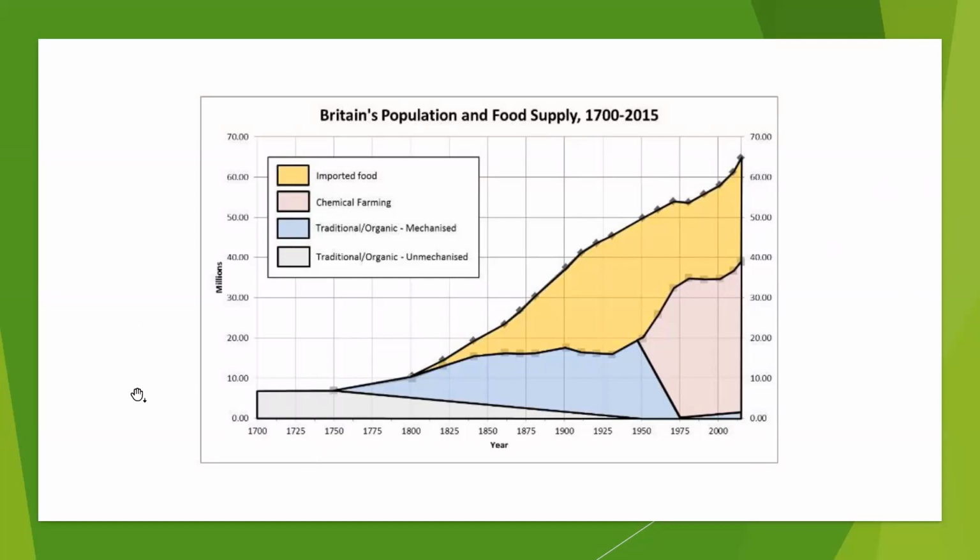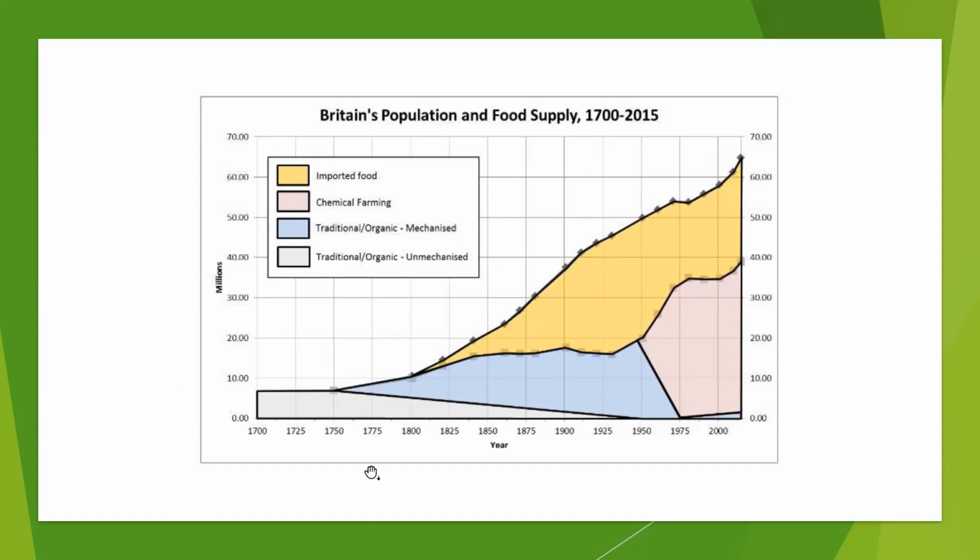So 300 years ago, the population of the UK was about 8 million, and we grew all of our own food organically, using traditional, unmechanized methods, 100%. That was still true in 1750, according to this graph. So that's interesting to think: 250 years ago, we were completely food secure, and our food came 100% from small-scale, traditional organic farming methods.